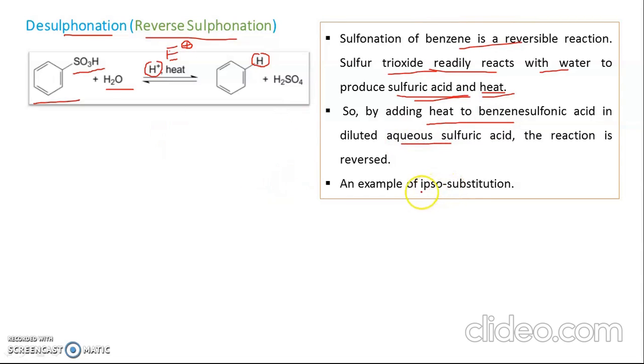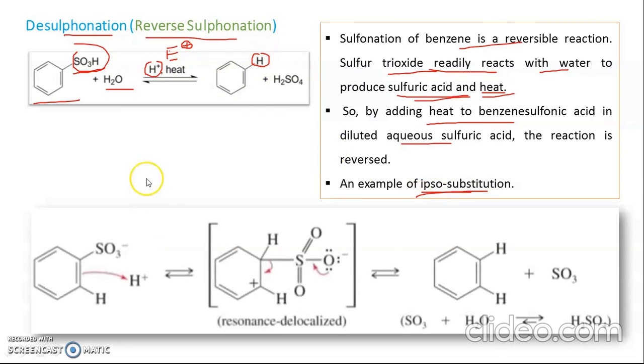Now this type of reaction is also known as ipso substitution, because according to the definition of ipso substitution, a particular substituent is replaced by another substituent. Normally we do not consider hydrogen as a substituent, which is why in the previous reactions, sulfonation or nitration, we never say that it is ipso. But now there is a particular group, the SO3H group, and that group is replaced by hydrogen. So that is why it is also an example of ipso substitution. Now what is the mechanism?